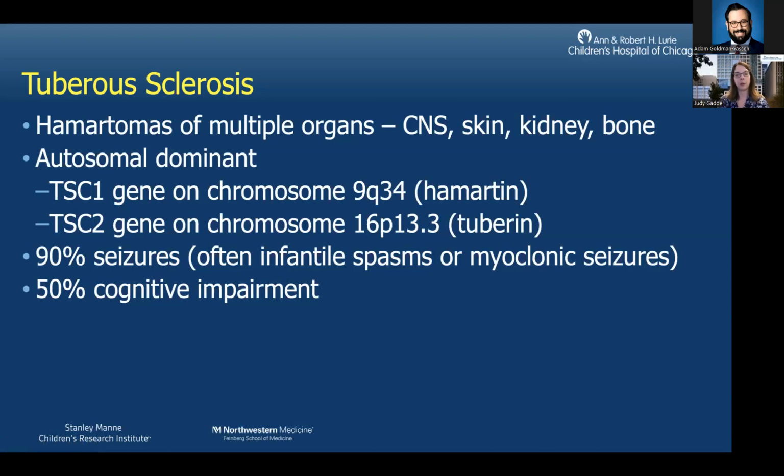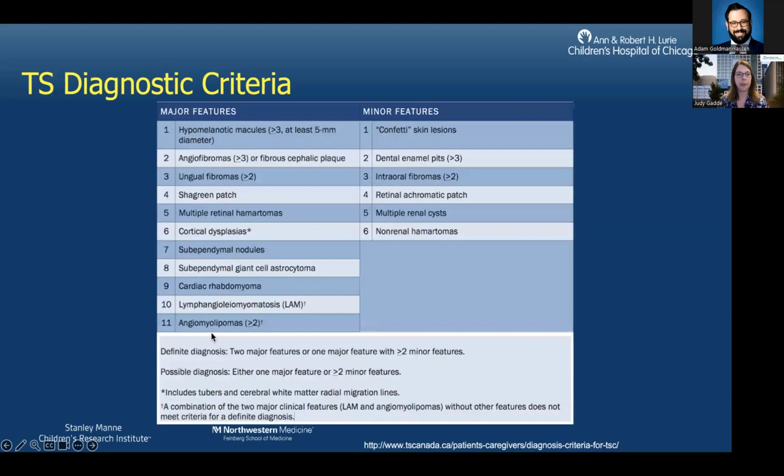That might not seem super important for us as radiologists, but sometimes we will get imaging requests that specifically say infantile spasms or myoclonic seizures, or you go into their electronic medical record and you look at an EEG or a neurologist note and get that information. That maybe could clue you in that it's not just a classic seizure case or epilepsy case. And unfortunately, about half of these patients do end up having cognitive impairment.